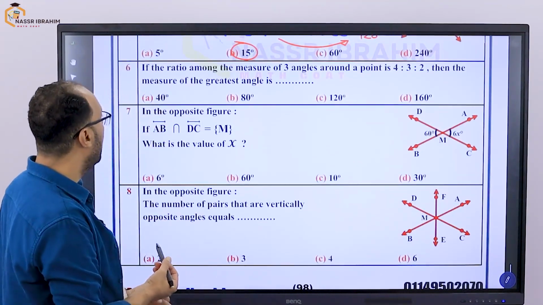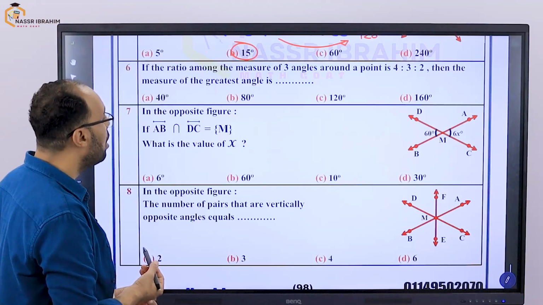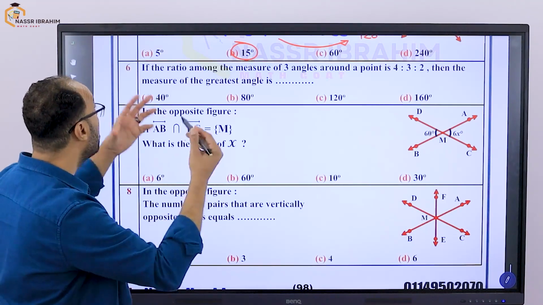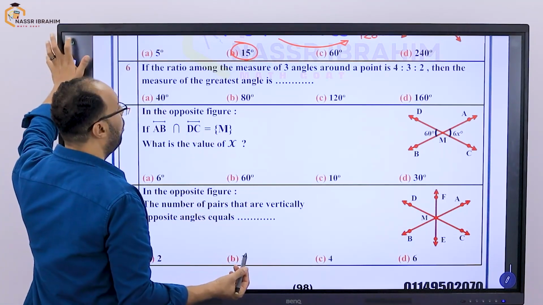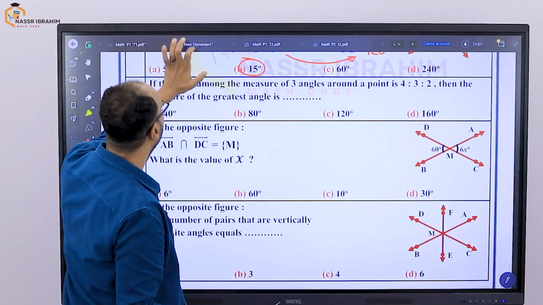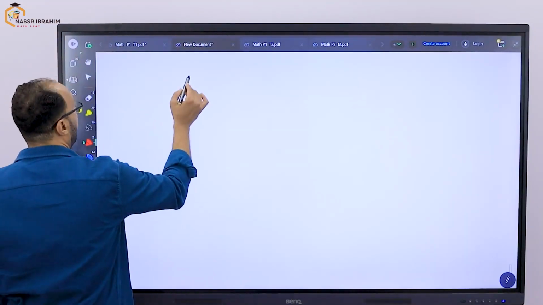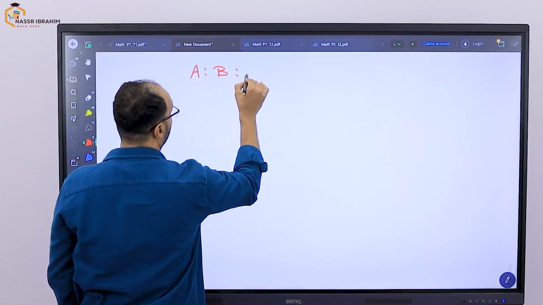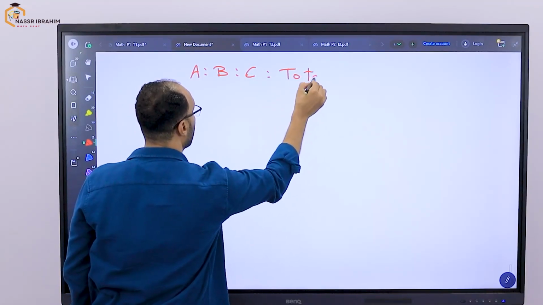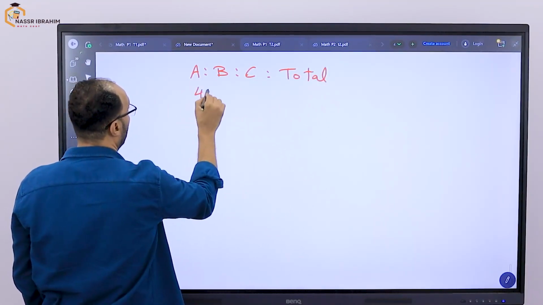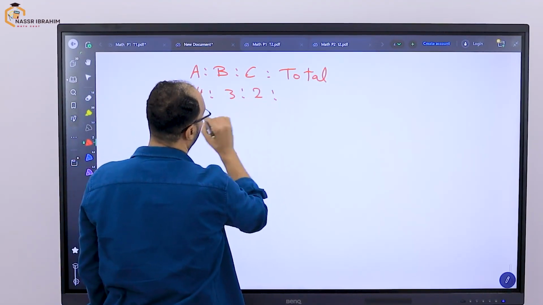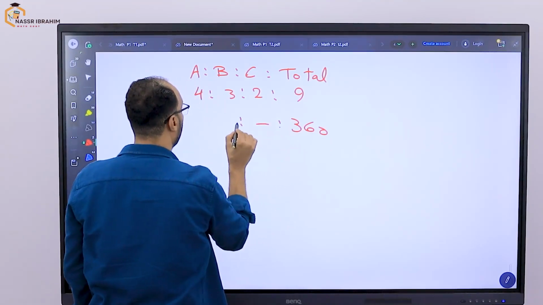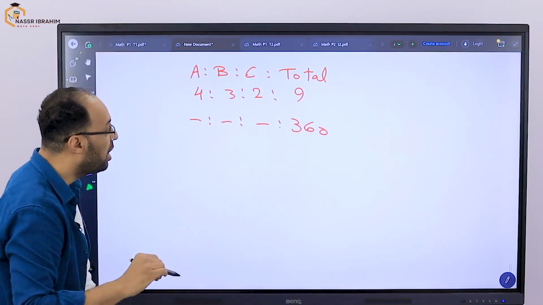If the ratio of the measure of 3 angles around the point is 4 to 3 to 2, then the measure of the greatest angle. Okay, 4 to 3 to 2. Ratio. We will say that the angles will be A, B, C, for example, and total, the sum of all angles. 4, 3, 2. It will be 7 plus 2, it will be 9, and here we have 360. This is a way of solving ratio.